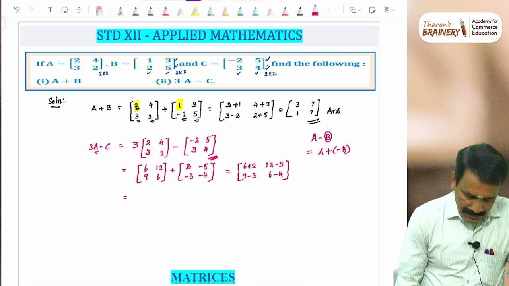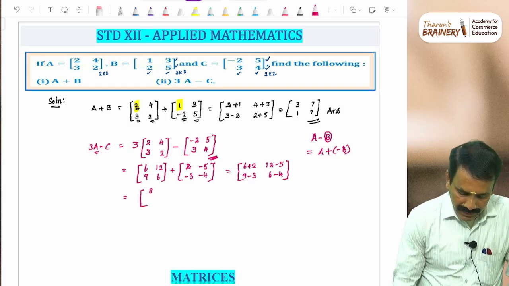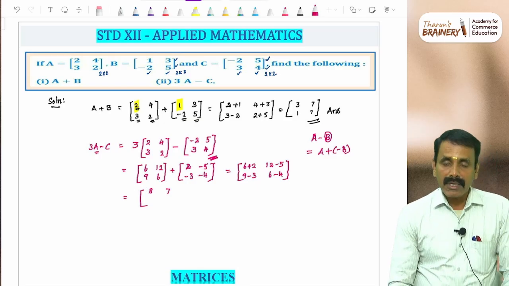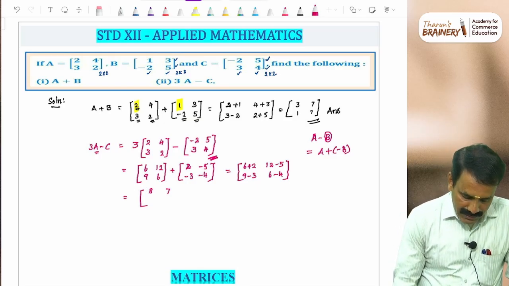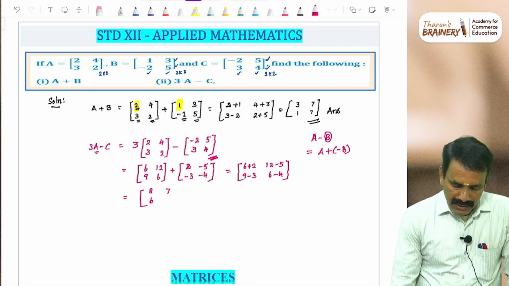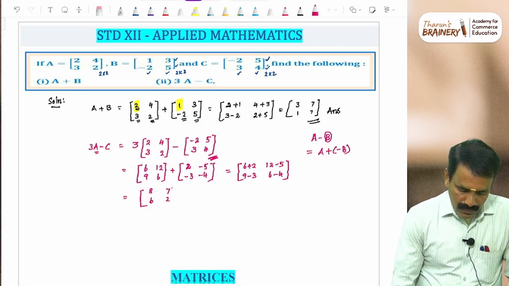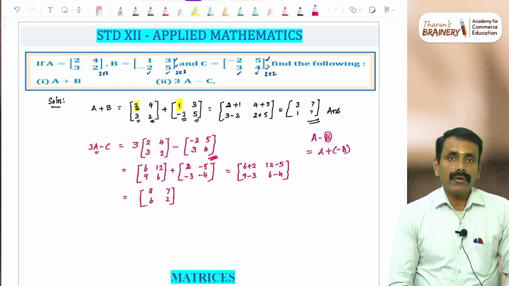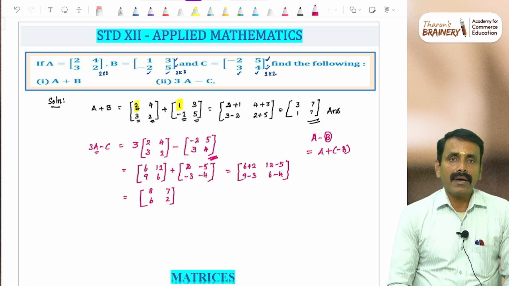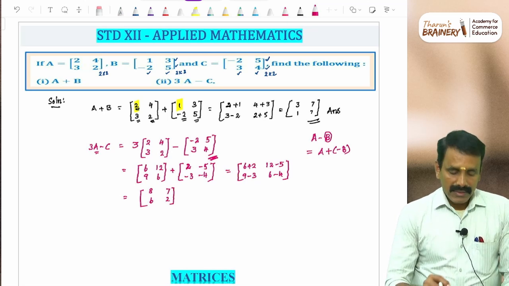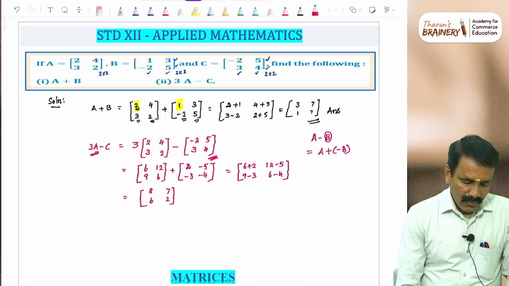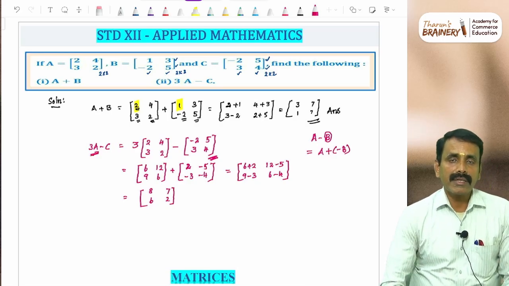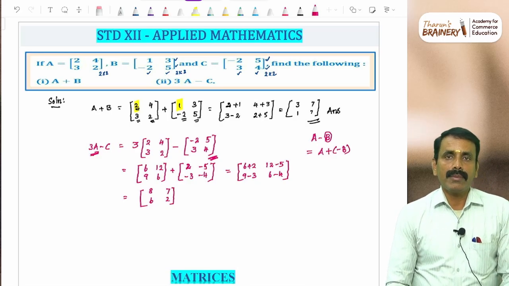So, we simplify this expression. 6 plus 2 is 8, 12 minus 5, different symbol. So, subtract: 12 minus 5 is 7, 9 minus 3 is 6, 6 minus 4 is 2. So, this is the answer. This is how we have to add and subtract two matrices. Here in this problem we learn how to add two matrices, and the same problem we do scalar multiplication with a matrix and then we subtract two matrices.